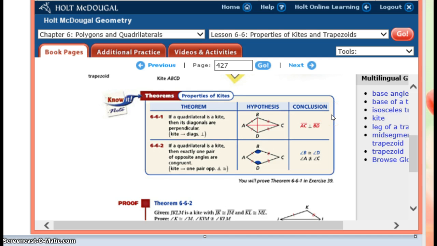Alright, moving on. Number 2. This one is just as important, but maybe a little bit harder to remember. If a quadrilateral is a kite, then exactly one pair of opposite angles are congruent. Not can be one, not at least one, it will always be and only be one set of angles, and they will be opposite angles, okay? Because otherwise, it will be a different shape. So if D and B are congruent, then A and C cannot and will not ever be congruent. So it has to be one, it will always be one, and it will always be only one, alright?